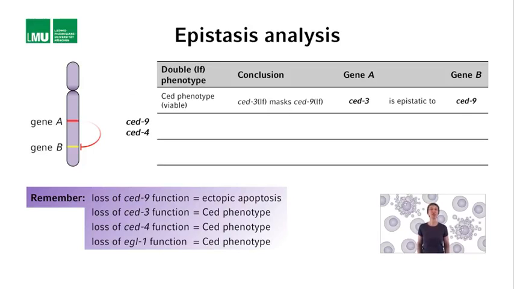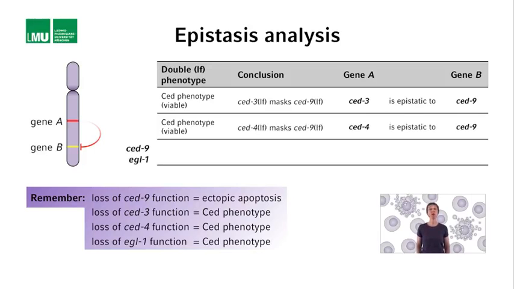The same was found with Z4. The Z9, Z4 double mutants are viable, and they have a Z phenotype. The Z4 gene is therefore epistatic to Z9. In the case of AGO1, however, the opposite was found. A Z9 AGO1 double is not viable, and it still exhibits an ectopic apoptosis phenotype. For this reason, Z9 is epistatic to AGO1.